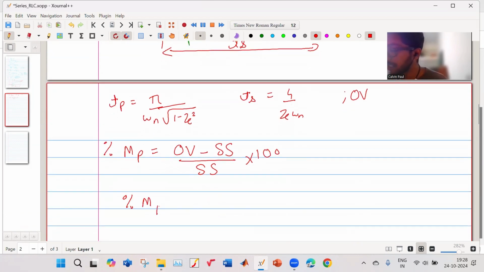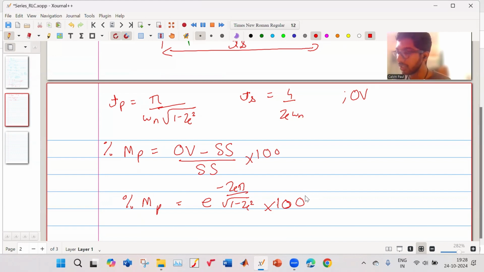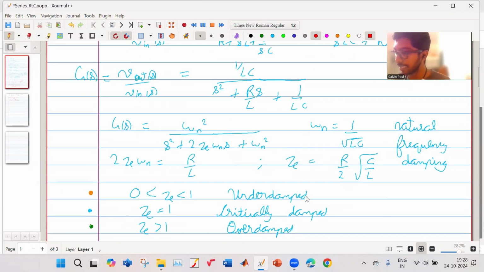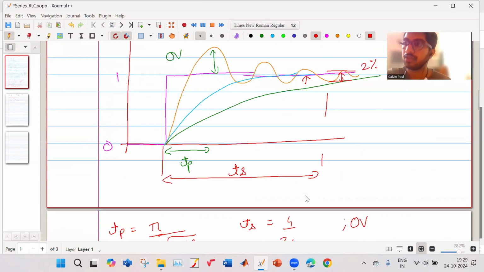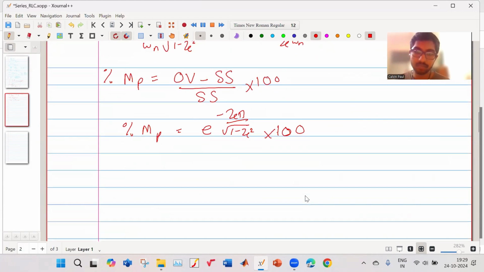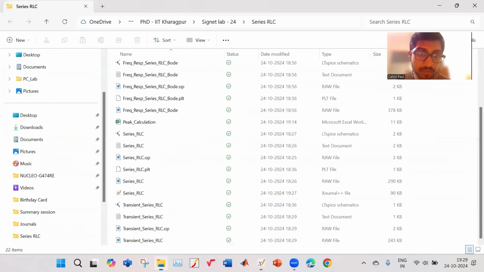And the formula for the percentage overshoot is given by e to the power minus zeta pi by square root of 1 minus zeta square into 100. Okay, so this is the formula for the percentage overshoot. So now we will consider a case, where we will also do some LTSpice demonstration to show how we will look into a circuit. Okay, so let me open the LTSpice simulation.